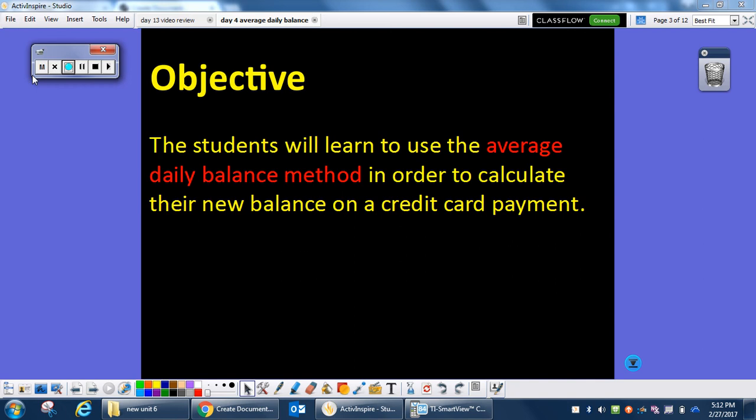All right, today is the last day of this little mini finance unit on credit cards. Shout out to Miss Wheeler because this was her favorite unit from last year. I used to teach with Miss Wheeler.